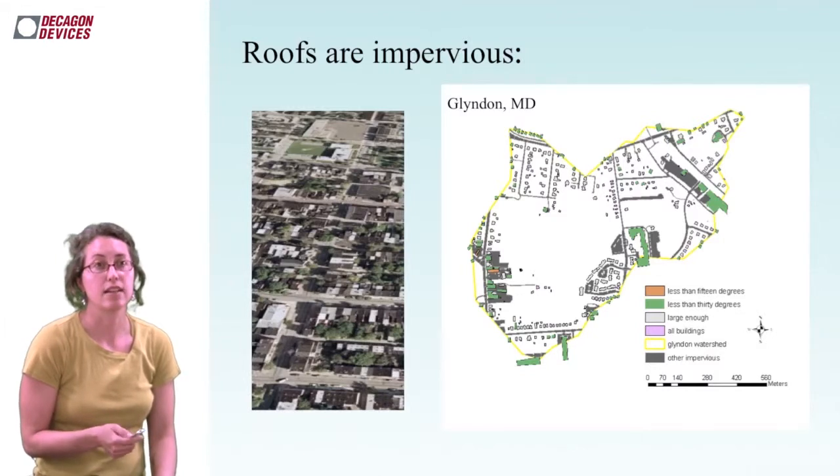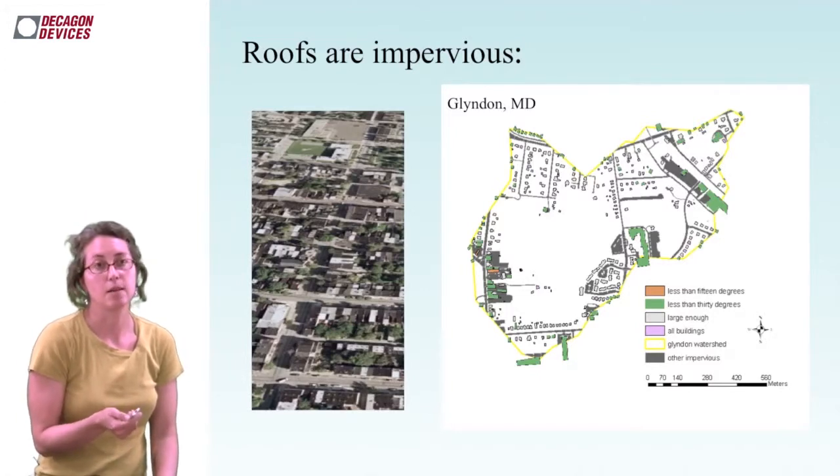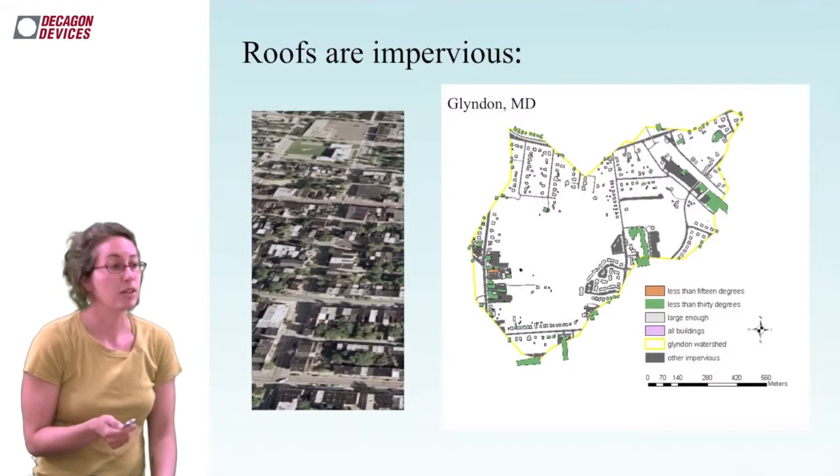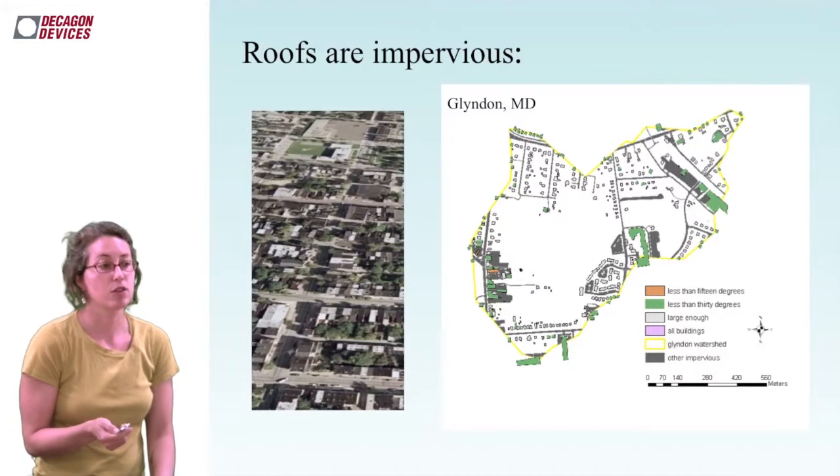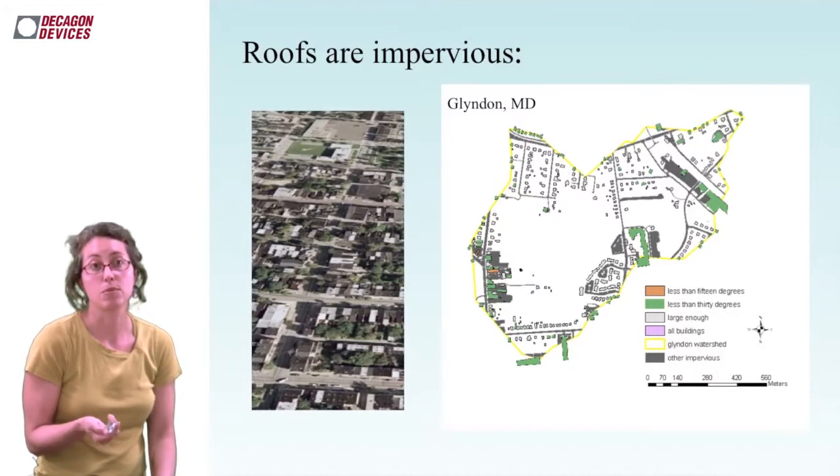I did a little study of a watershed near where I live in Maryland, the Glendon watershed, and you can see here I've highlighted all of the buildings in this watershed in gray, and the ones in green are the ones that have a slope that would make them suitable for green roofs.